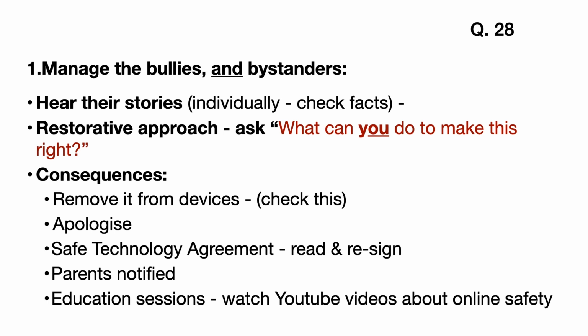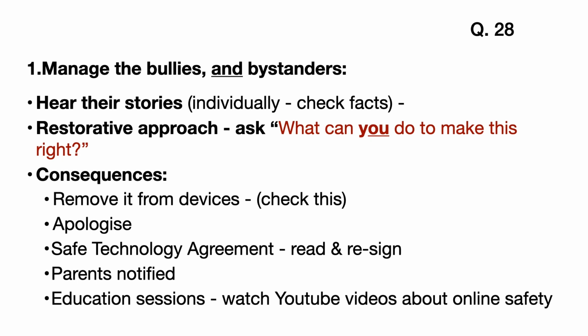They also need consequences, of course, so they might have their device removed. It might be in your policy even. Another consequence is to ensure that they do apologise to the victim. You've probably all got safe technology agreements, which they would have had to read and sign at the start of the year or when they first applied to come into boarding. So it'd be a good idea to get it out again now. Ask them to read it together with you and then re-sign it if they're ready to commit to that.